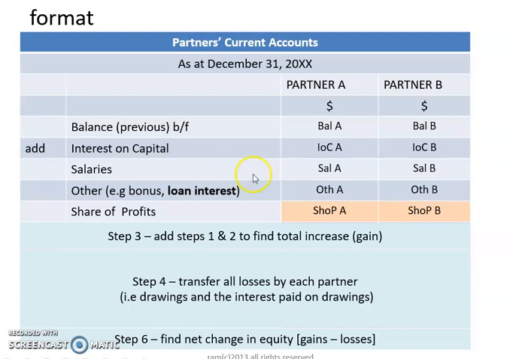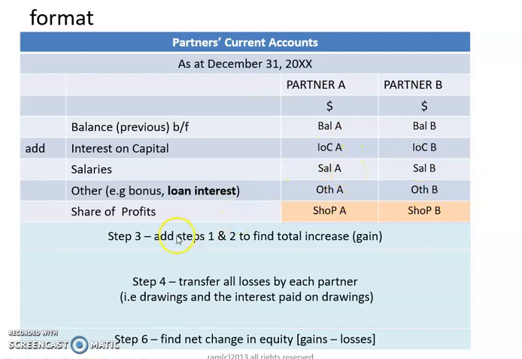So there we have it. These are the things that they would have gained. They would have gained the interest on capital, so you add that on. They would have gained a salary, you add that on. If there were any bonuses, for example, you add that on. And of course, if there was a loan interest, you would add that on. And of course, they gain the share of profits because that's what you did on the appropriation. So all these things you would put in, right?